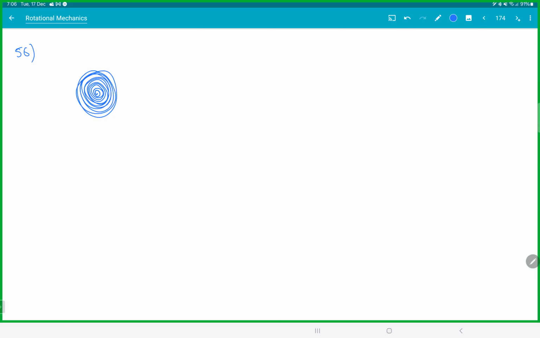We have a carpet here. There's no space there. I didn't draw it properly. It's a tightly wound carpet. You can treat this like a solid cylinder, mass M and radius R.